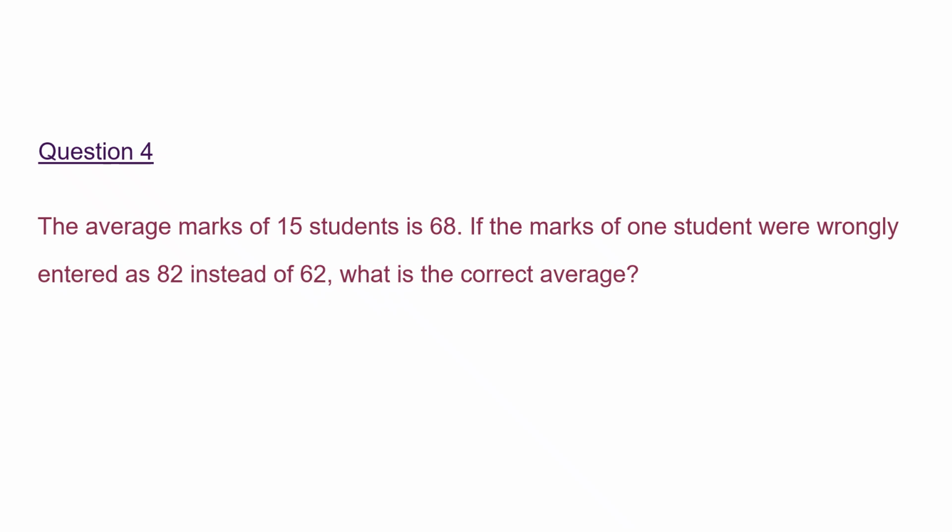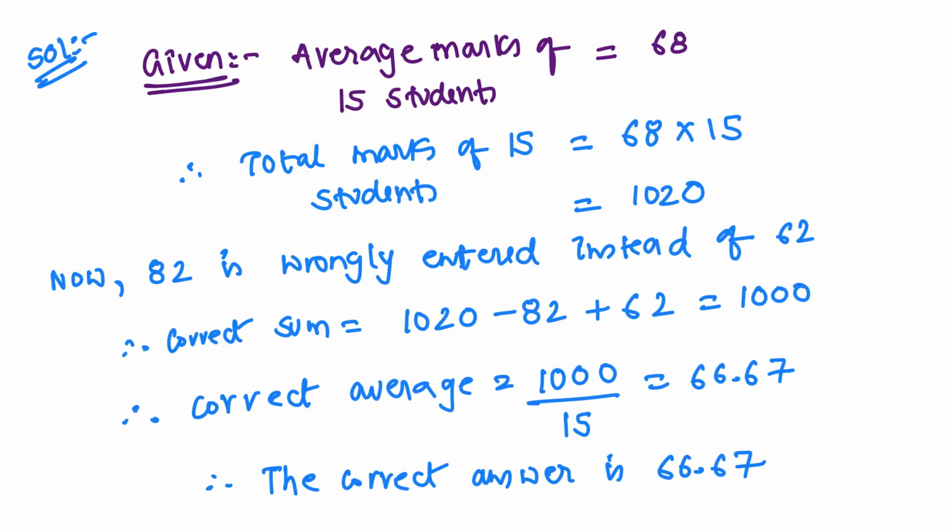Fourth question is, the average marks of 15 students is 68. If the marks of one student were wrongly entered as 82 instead of 62, then what is the correct average? Solution is, we are given average marks of 15 students is equal to 68. Therefore, total marks of 15 students is equal to 1020.